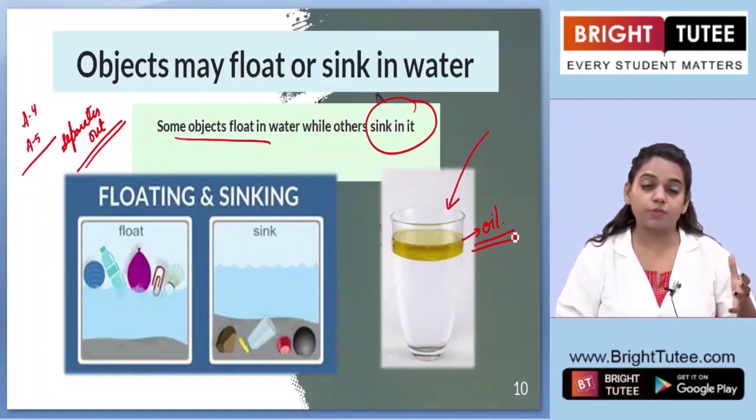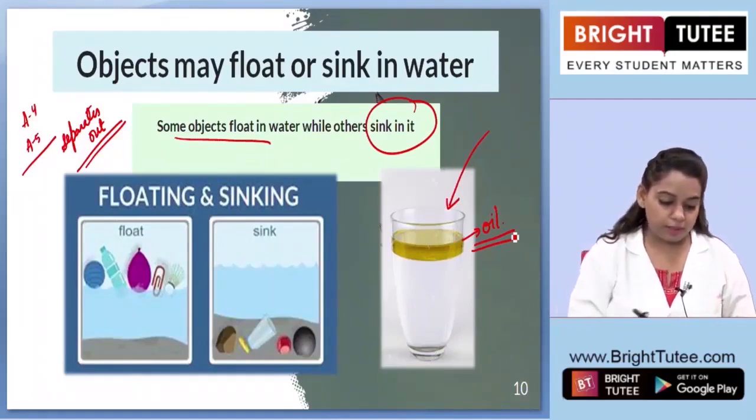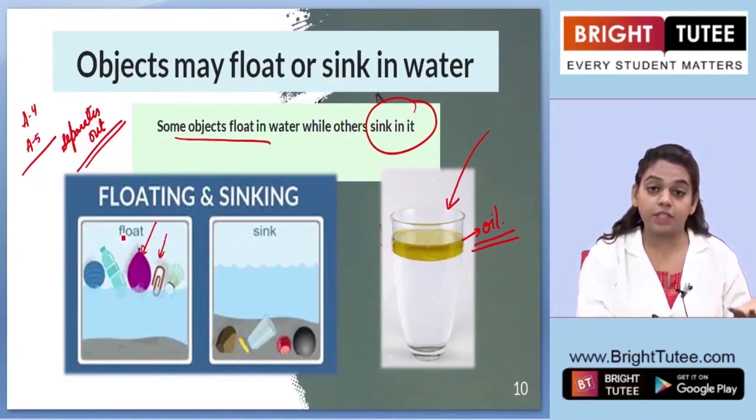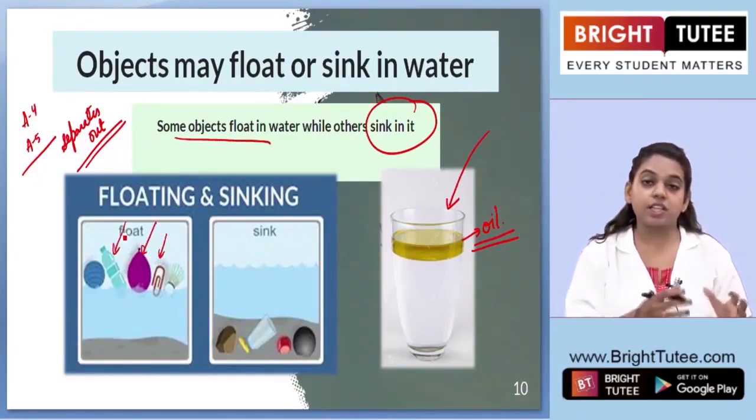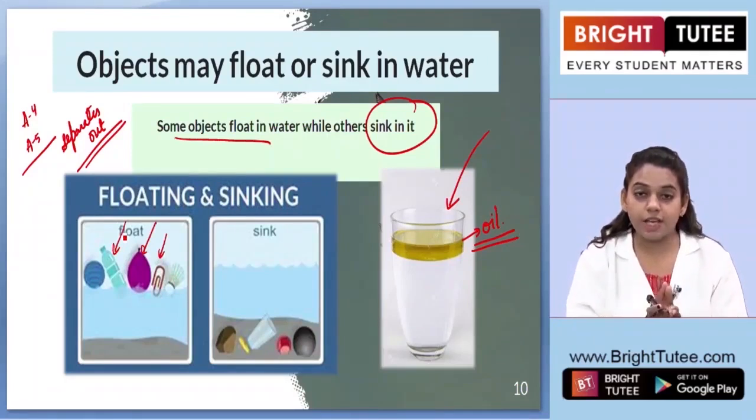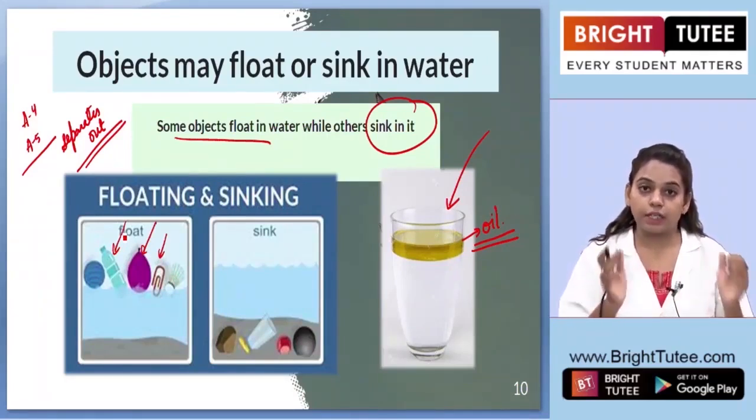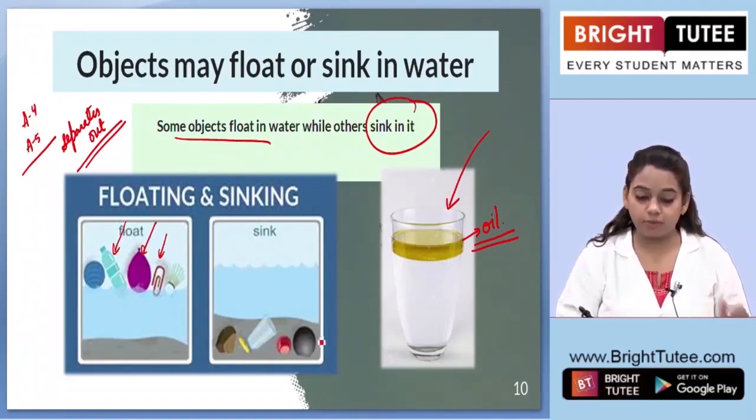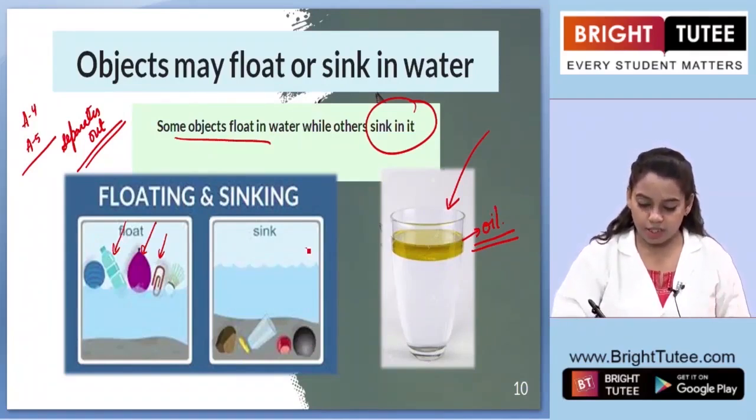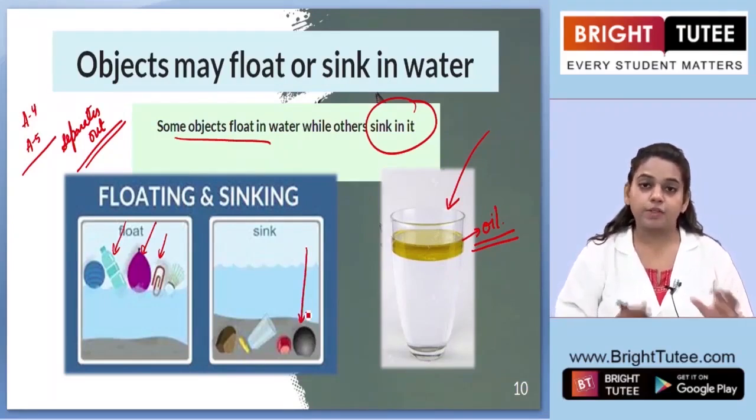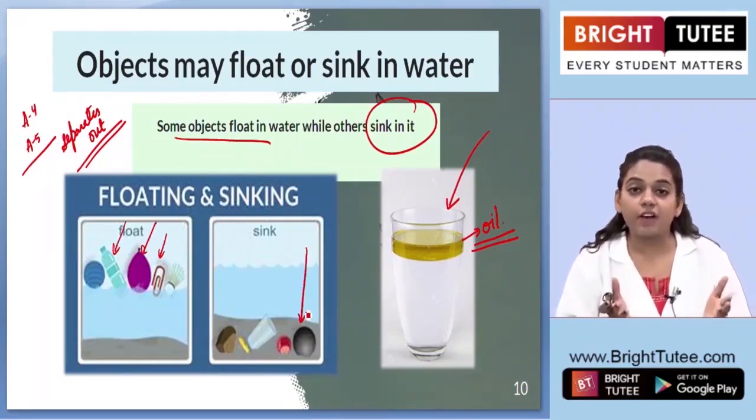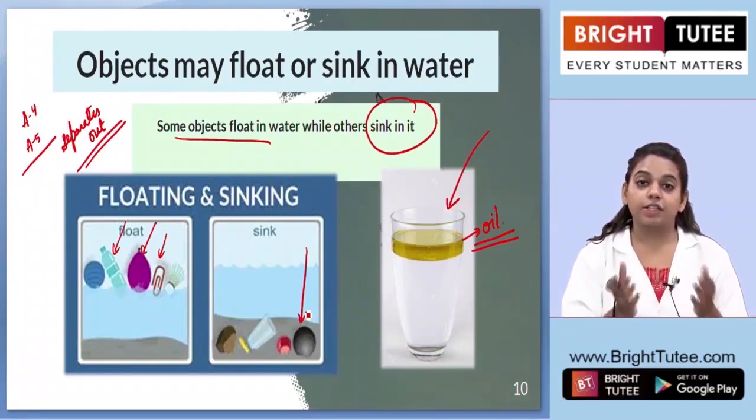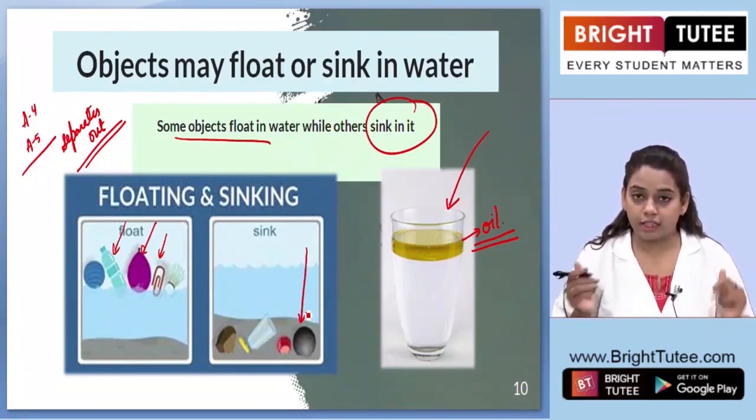Okay, and some of the objects may float. They may include a balloon, a pin, or an empty water bottle. So these are a few examples of the objects that may float on the top of water. Then there are certain objects like a heavy metal ball that will sink in water. So I think you can identify whether objects will float or sink in water.